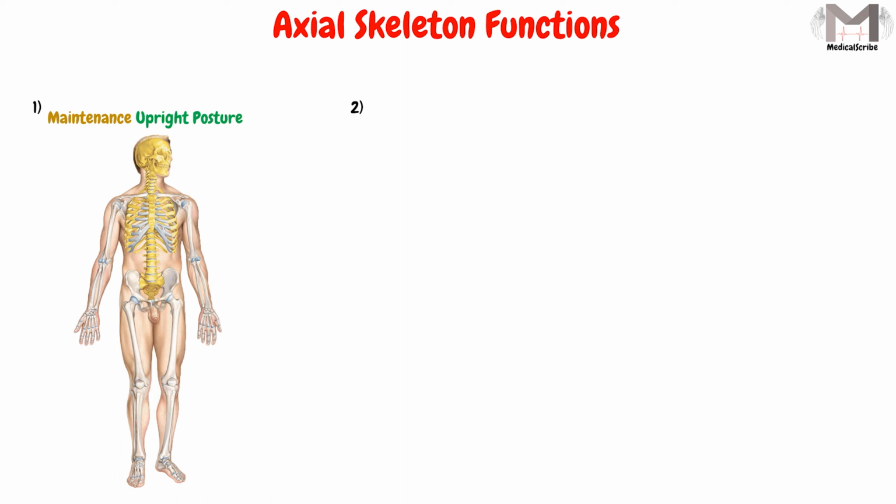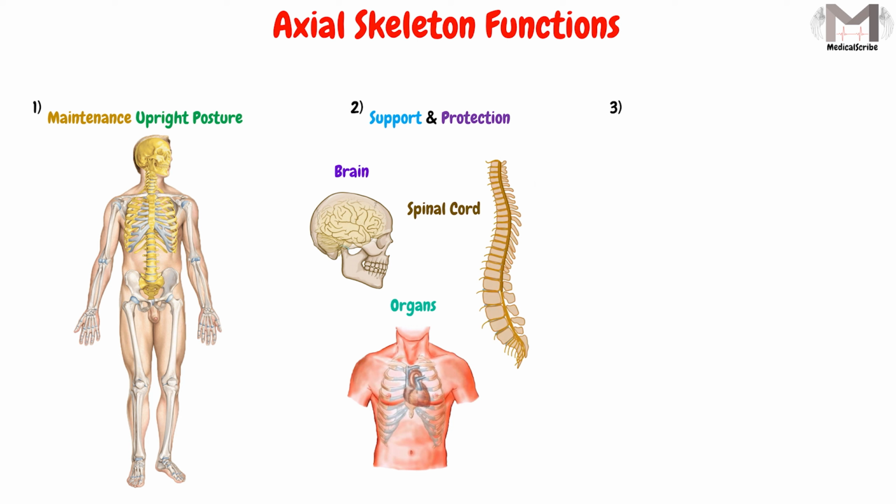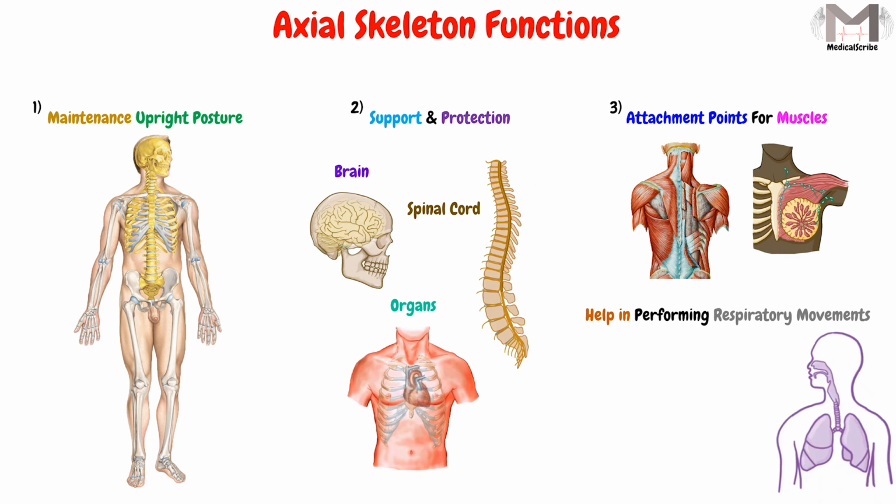The second function is that the axial skeleton will provide support and protection for the brain, the spinal cord, and the organs found in the body cavities. While the third function is that the axial skeleton will provide an attachment point for the muscles that will move the head, the neck, and the trunk, and also it will help in performing the respiratory movements and in stabilizing the parts of the appendicular skeleton, which is the second division of the skeletal system.